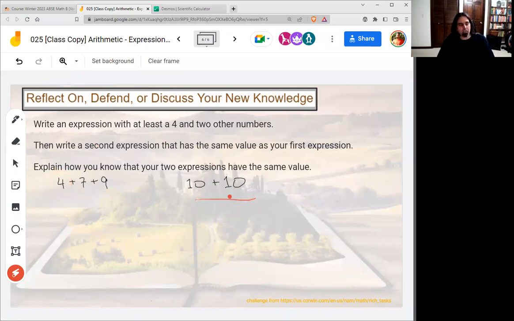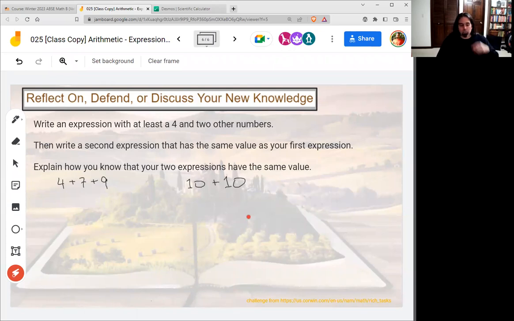On this challenge, we were going to use a 4 and 2 other numbers, and then try and make another expression that has the same value as the one that you did the first time. So the example that someone did, 4, and then they just picked +7 + 9, right? There's no right or wrong. You're just making up an expression. But then they had to say, well, what is that? 4 and 7 is 11, + 9 is 20. What's another way to make 20? Let's do 10 + 10.